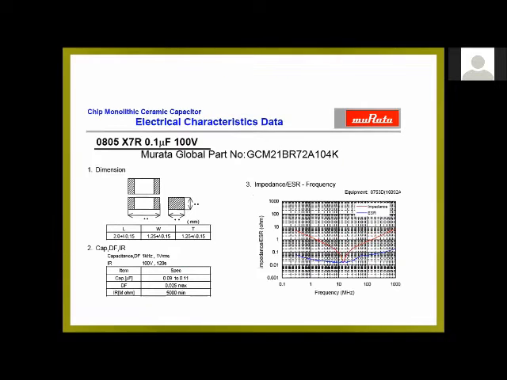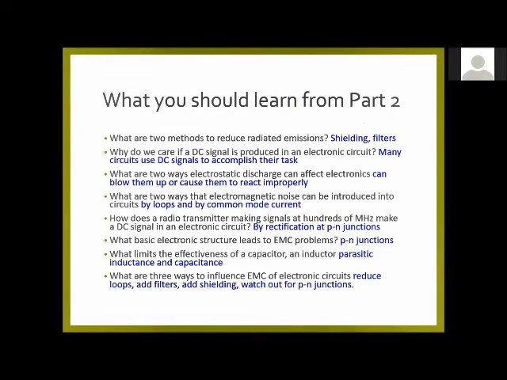And we go into a lot of information about those things, but I'll just go over the elements of this section so we can review. So what are the two ways to reduce radiated emissions? Shielding and filters. We saw that early on with the keyboard. Why do we care if a DC signal is produced in an electronic circuit? Many circuits use DC signals to accomplish their task. You saw a couple of those.